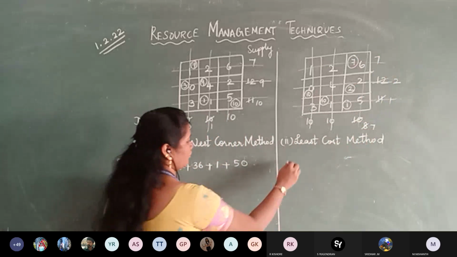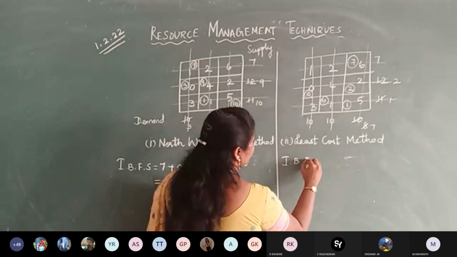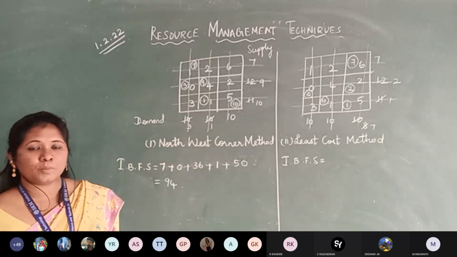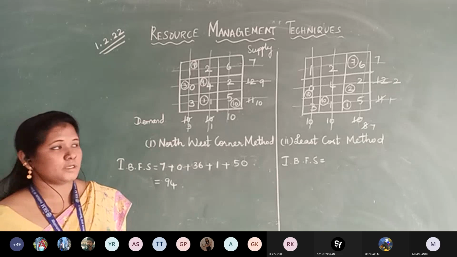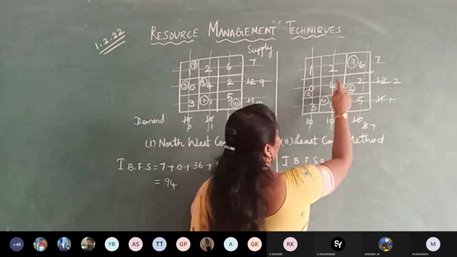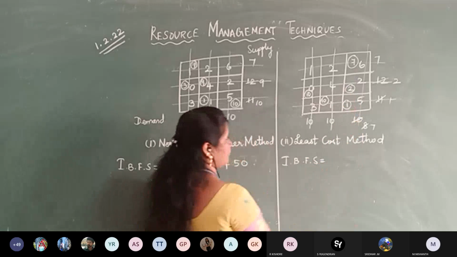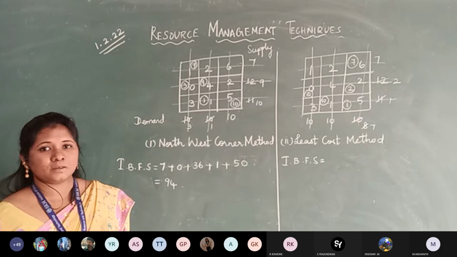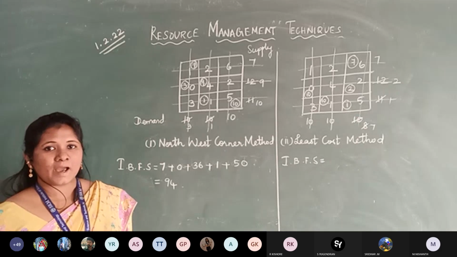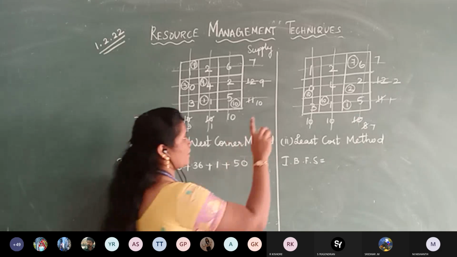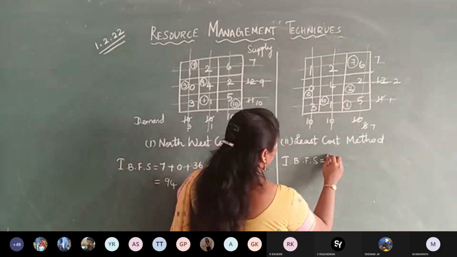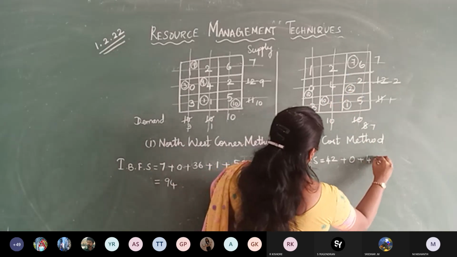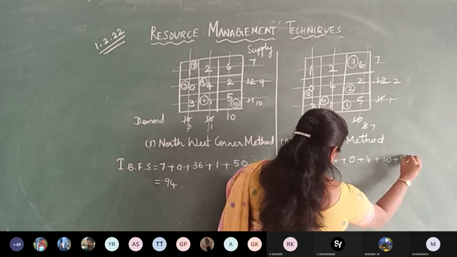Then you have to find out your initial basic feasible solution. You have to see how many allocations have been done. You can have 5 allocations. So check whether you've got your 5 allocations: 1, 2, 3, 4, and 5. You can get only 5 allocations. How many ever rows and columns you have got, you add them and minus 1. So that will be your allocation. So 6, 7 star 42 plus 0 plus 4 plus 10 plus 5.